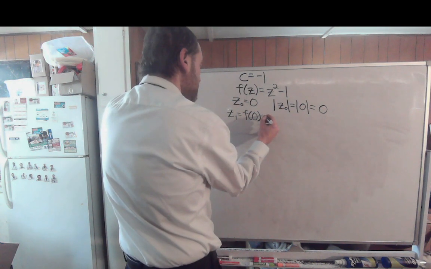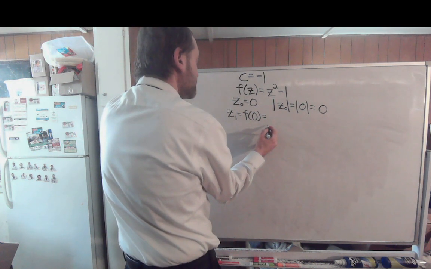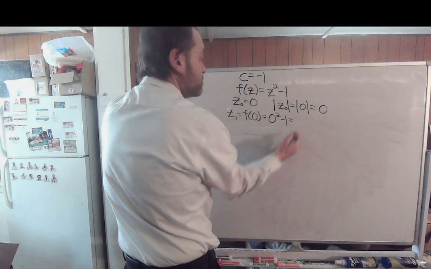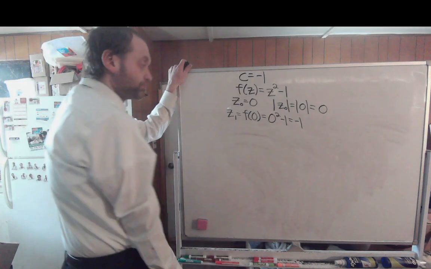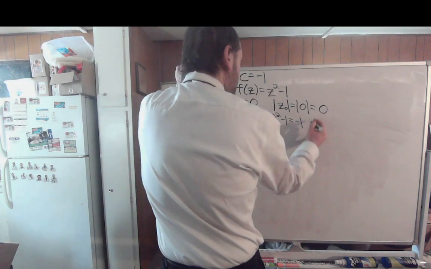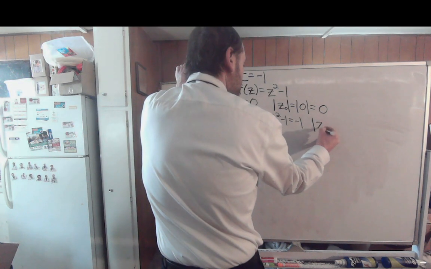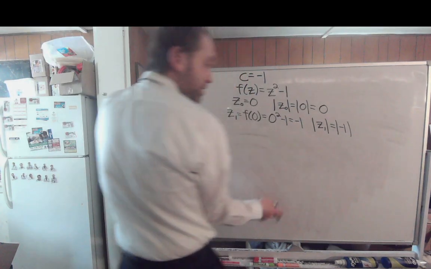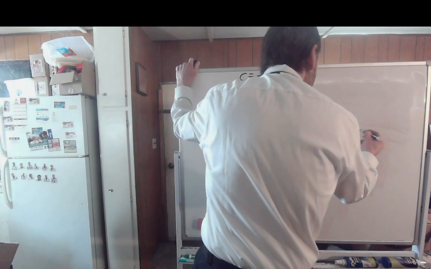So that's going to be, of course, 0 squared minus 1, which would just give you -1. The absolute value of z sub 1 equals the absolute value of -1. The absolute value of -1 is just 1.